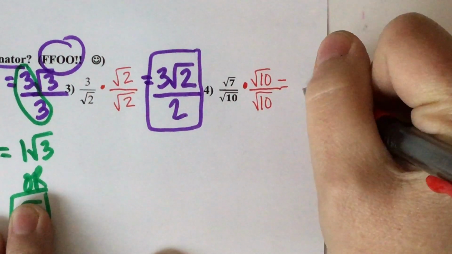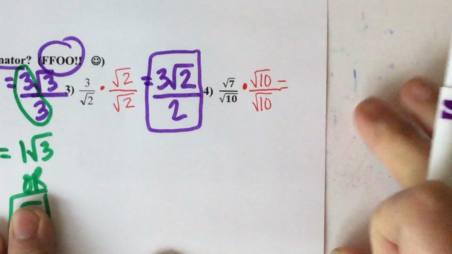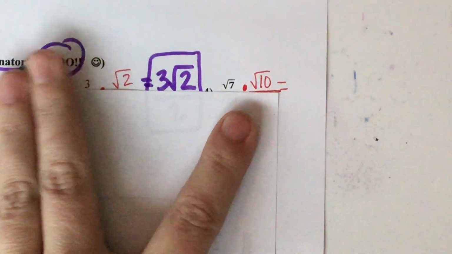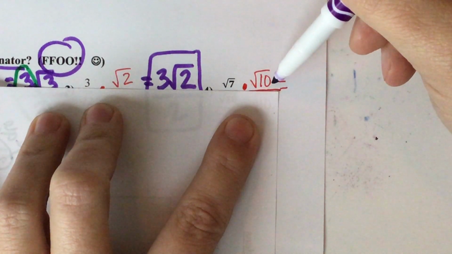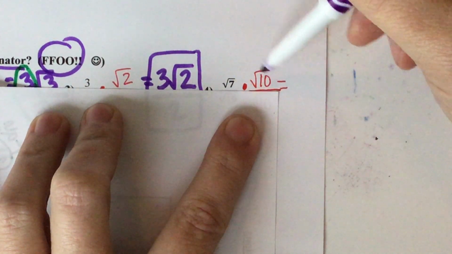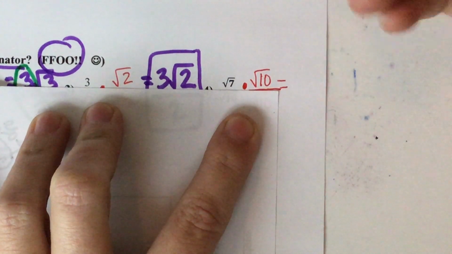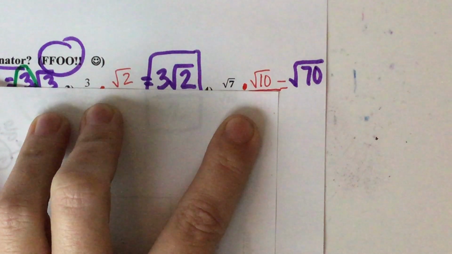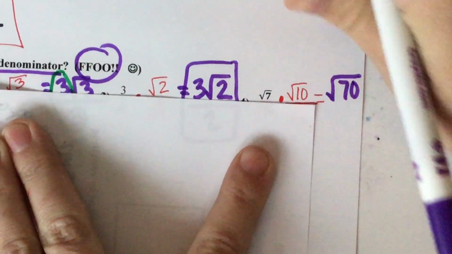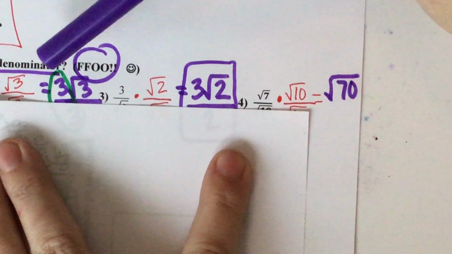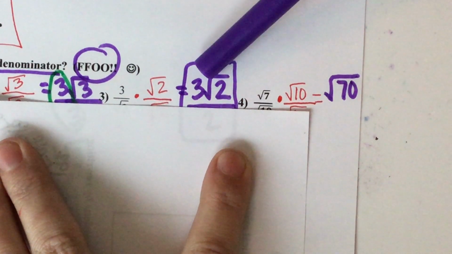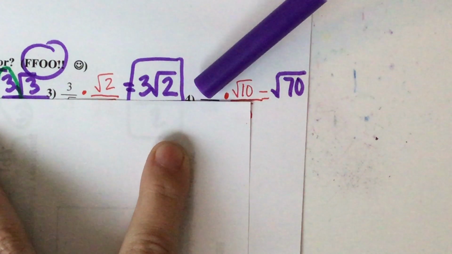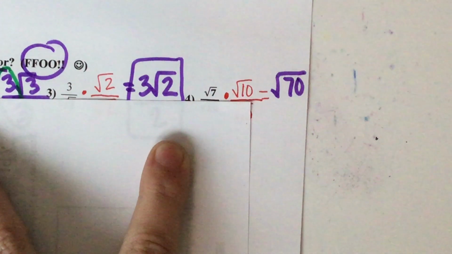Then I'm going to multiply straight across, straight across. Now this one's different than the last 3 because this time in the numerator, both of these numbers are under a square root. So this time I can multiply them. So square root of 7 times square root of 10 is square root of 70. So if they're not both under a radical, like the one before, it just stayed 3 square root of 2. But if they're both under a radical, you can actually multiply them, and square root of 7 times square root of 10 makes square root of 70.